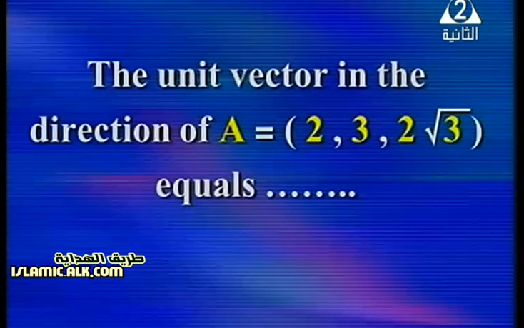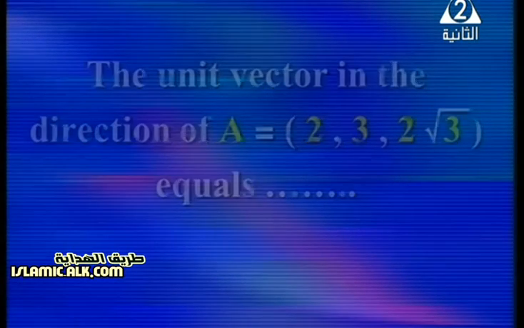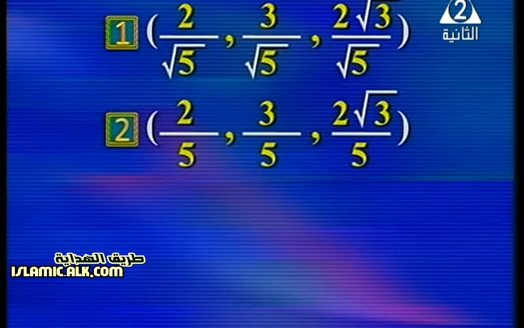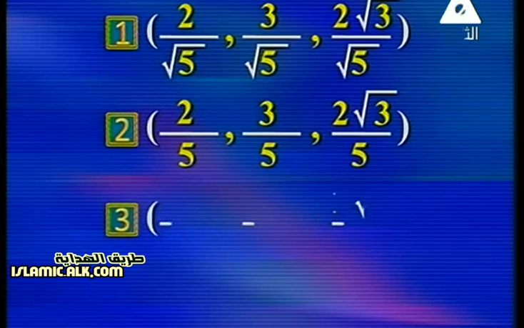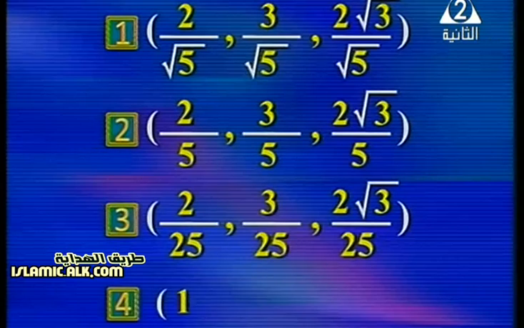The unit vector in the direction of A = (2, 3, 2 root 3) equals what? What is the unit vector in the direction of A? The options are: 2 over root 5, 3 over root 5, 2 root 3 over root 5; number 2: 2 over 5, 3 over 5, 2 root 3 over 5; number 3: 2 over 25, 3 over 25, 2 root 3 over 25; number 4: 1, 1, 1.